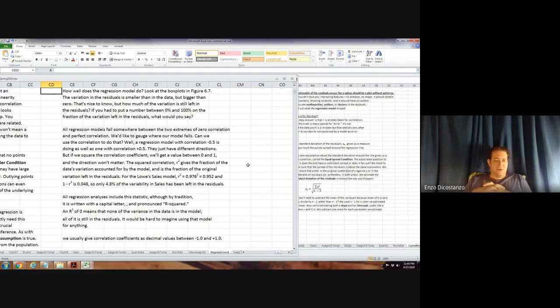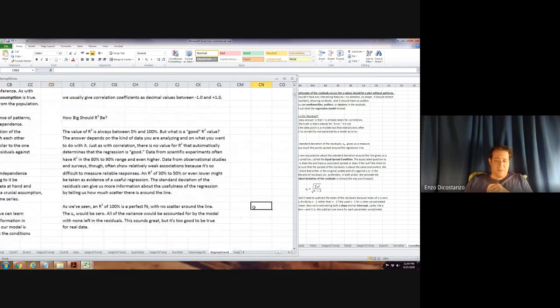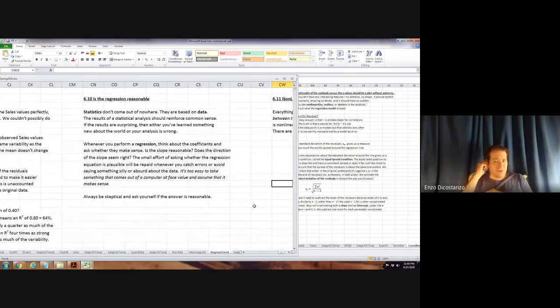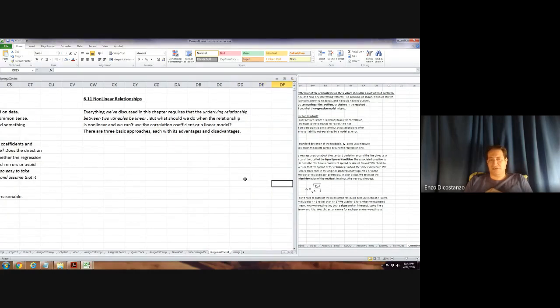That's R squared. R squared of 0 means none of the variation in the data is in the model. So there's no correlation, which certainly means you need a different model, you need something else. Then how big should it be? You compare it to other models in the realm that you're working in. Is the regression reasonable? Statistics are based on data. When you perform the regression, does it make sense? And I love this quote here, I should put this in big font: don't trust computer output only. Don't trust that stuff. You've got to understand what's going on.